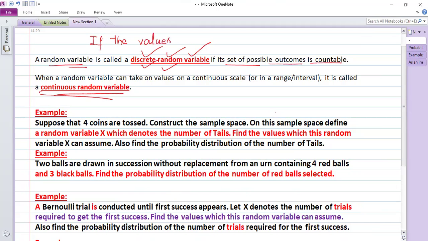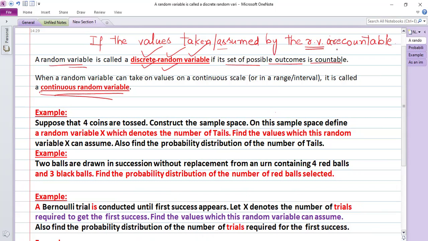Okay. So if the values taken by or assumed by the random variable r.v. are countable, okay, if the values are taken by or assumed by the random variable R, then we say the random variable is a discrete random variable.